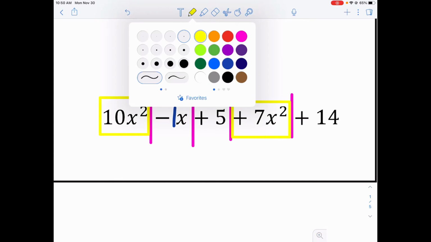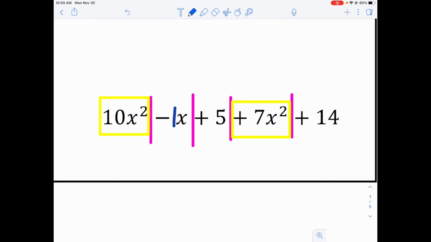I'm going to change my color, and I'm going to change my shape. I'm going to circle this negative 1x, or negative x, and I'm going to look through the rest of the expression for like terms. Positive 5 does not have a variable, so it is not a like term. Positive 14 also doesn't have a variable, so it is not a like term.